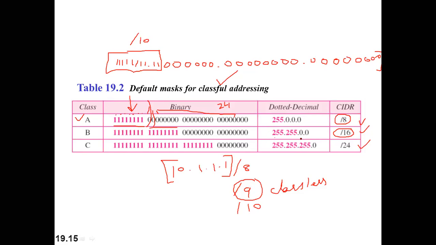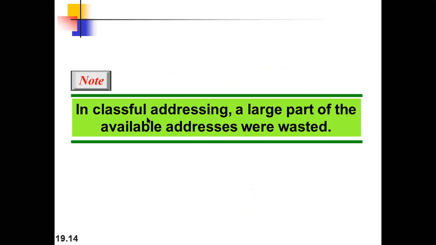In classless addressing, we are not considering all the bits for the host. We are dividing that block into subparts so that the wastage of IP addresses that we talked about in the previous class will not occur.